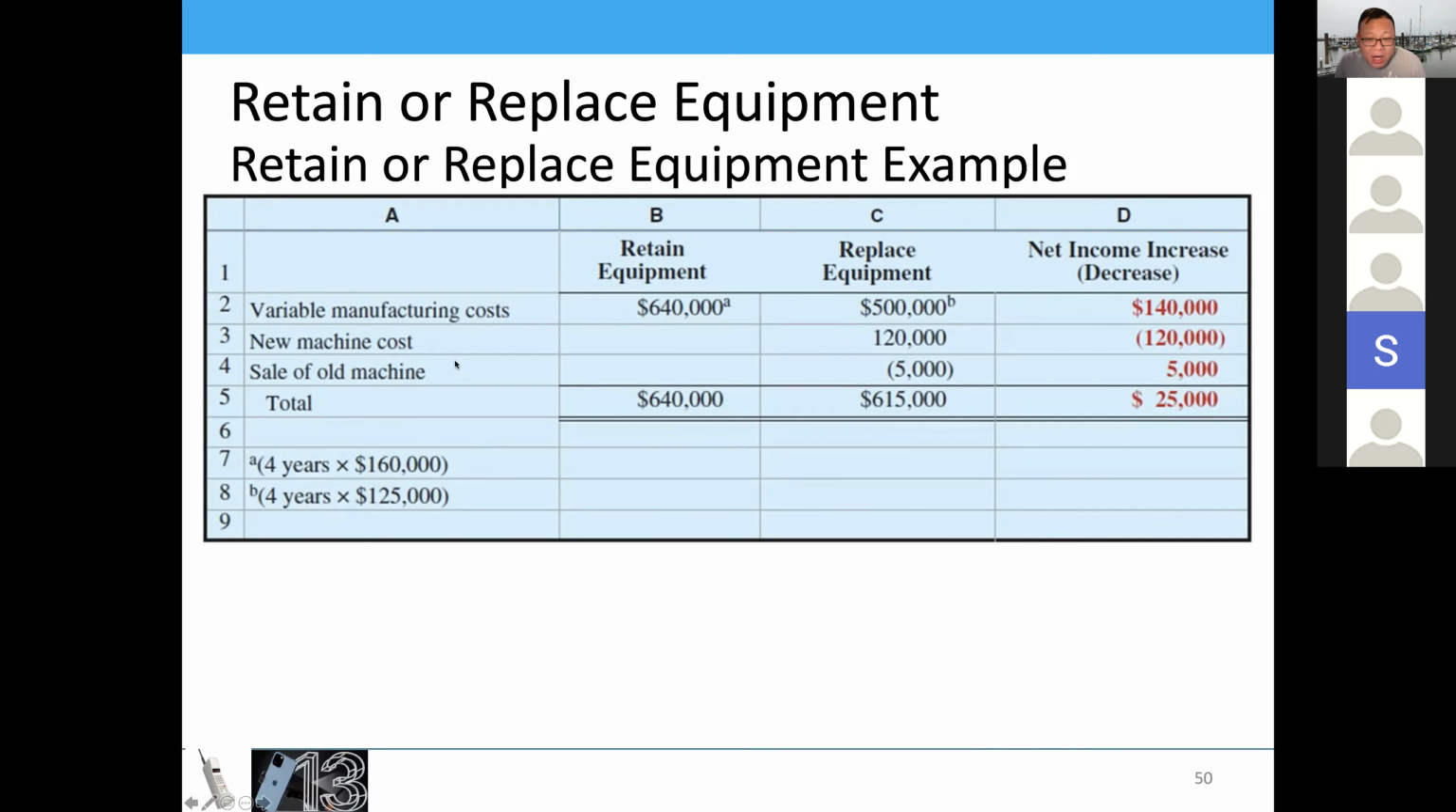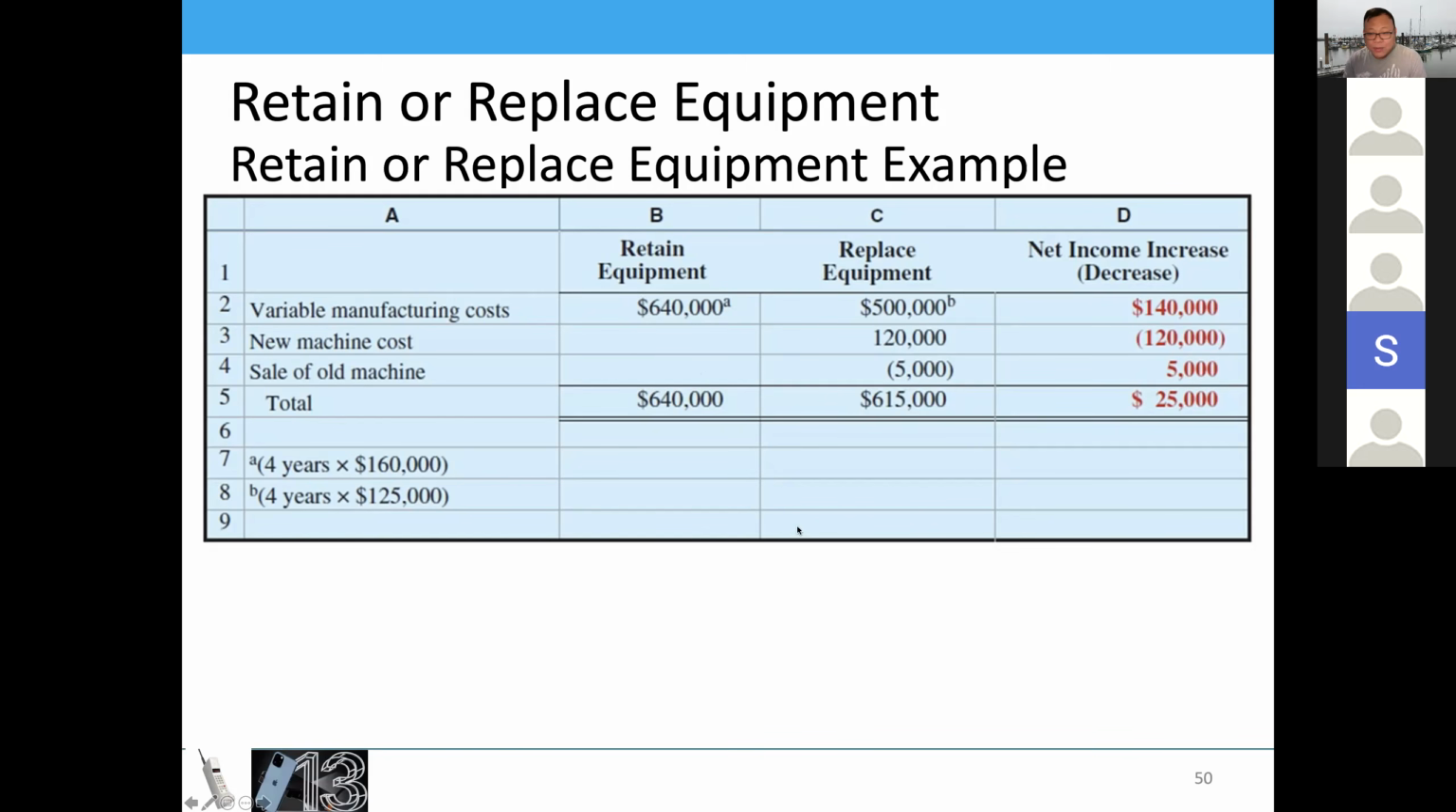And the new machine cost affects your option C, right? When you replace equipment, you get the new machine, that's going to cost you 120,000. And the sale of the older machine, this would be your opportunity cost, right? Sorry, when you sell the older machine, you can sell it for $5,000, so that reduces your cost for this alternative, okay? So when you add all these numbers together, the total cost for option C is 615,000, but for option B is 640. So therefore, you should go with the lower cost, right?